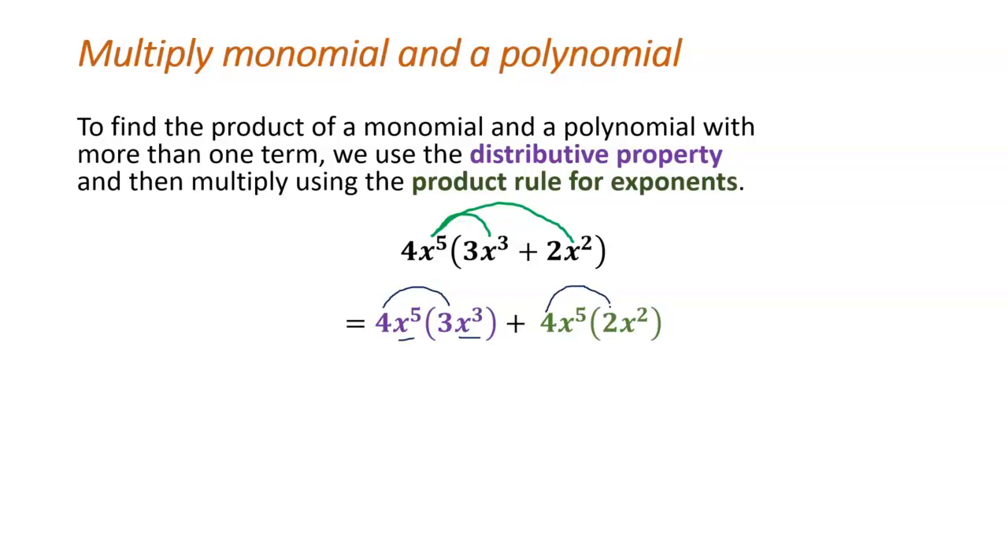Similarly, when I multiply 4 times 2, I'll get 8. And when I multiply x to the power 5 with x squared, I will add the powers and have x to the power 7. This is how you get 12x to the 8 plus 8x to the 7. Now, if they were like terms, I would have combined, but as you can see, x to the power 8 and x to the power 7 have different exponents. If they have different exponents or different variables or both, you cannot combine. So that will be my final answer.